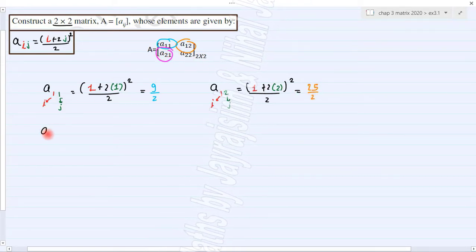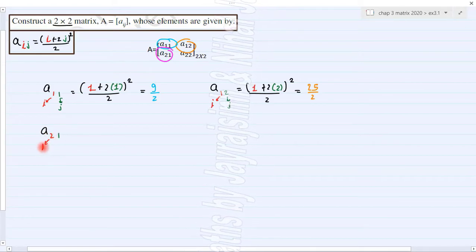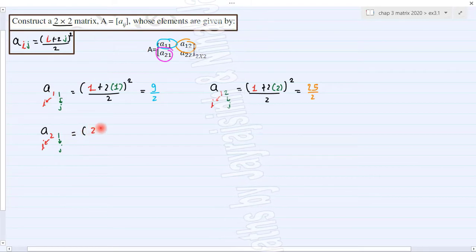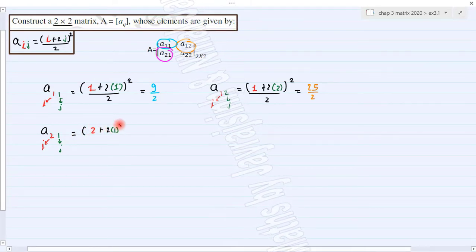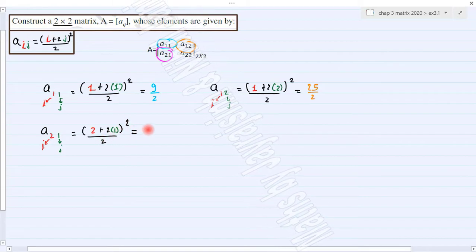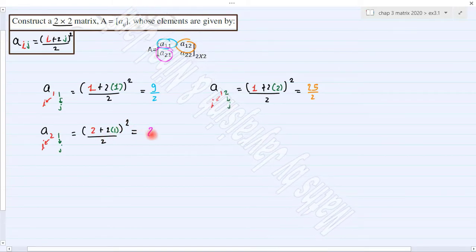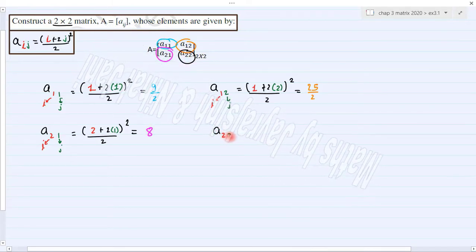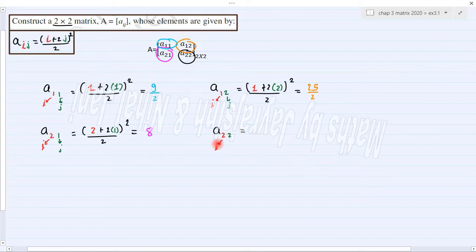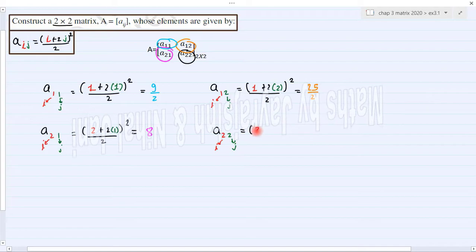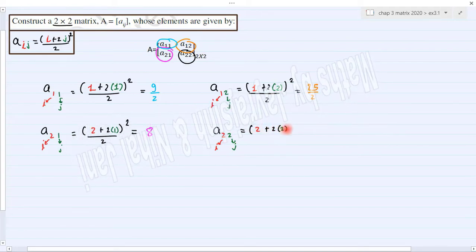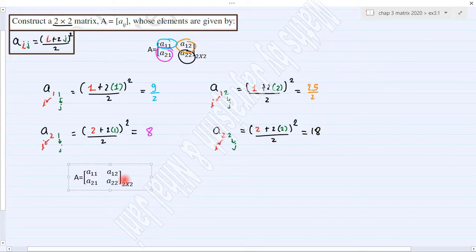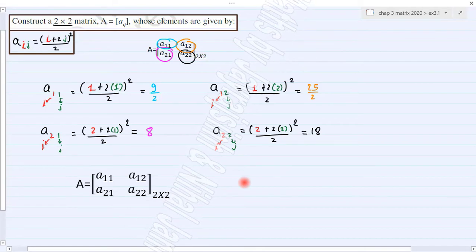Then we have to find a21, for which your i is 2 and j is 1. So we will get (2 plus 2 times 1) the whole square by 2. So we will get 16 by 2, or we can say 8. And your last element is a22. i and j both are 2. So we will get (2 plus 2 times 2) the whole square by 2, 36 by 2, or we can say 18. So we are ready to form our matrix.